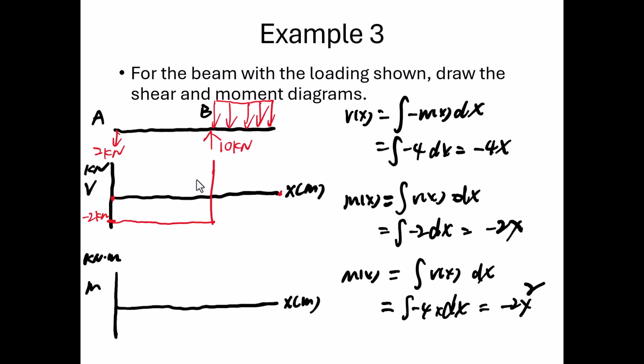For the moment diagram, start from 0. It decreases like negative 2x until location 4, which is negative 8, and then comes back to 0 in this shape. So the V max is 8 kilonewton. Moment max is 8 kilonewton meter. Okay.